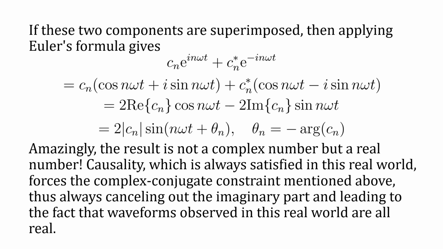omega t minus twice the imaginary part of Cn multiplied by sine n omega t, which is equal to twice the magnitude of Cn multiplied by cosine (n omega t plus theta n), where theta n is equal to the argument of Cn. Amazingly, the result is not a complex number but a real number.